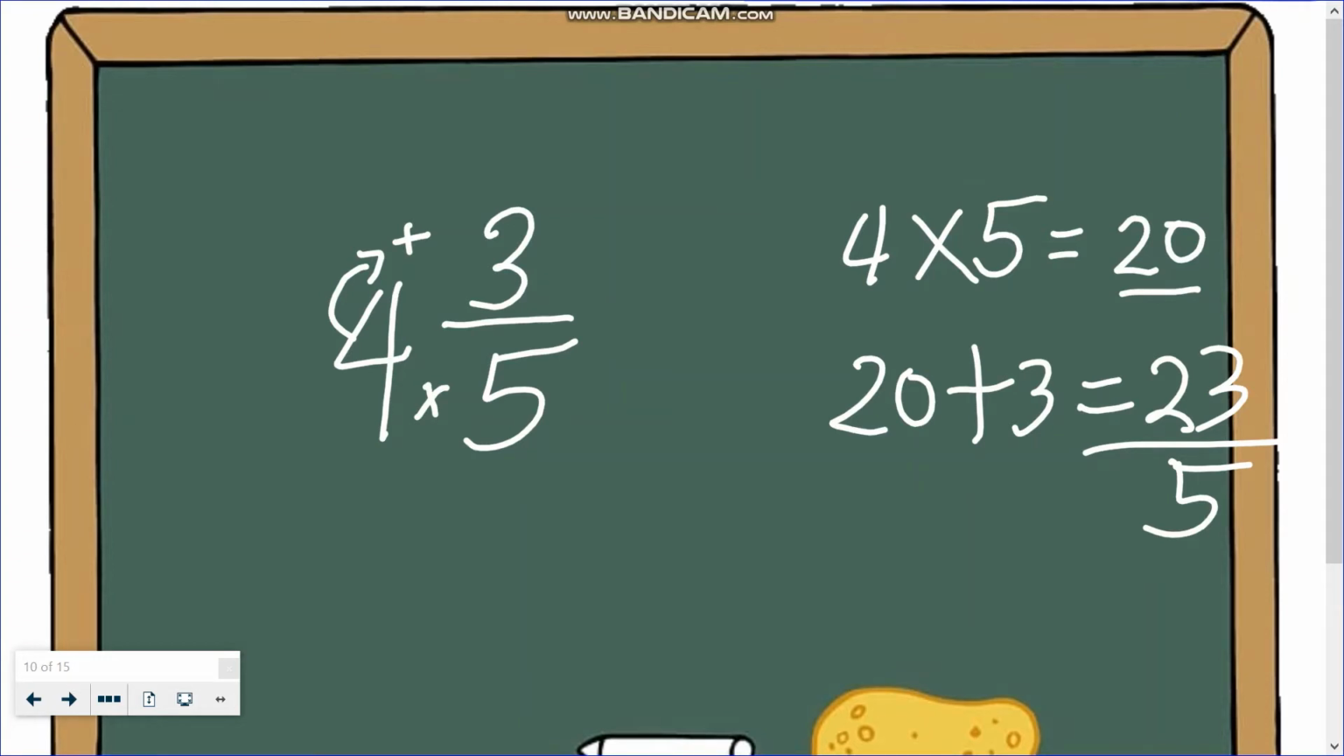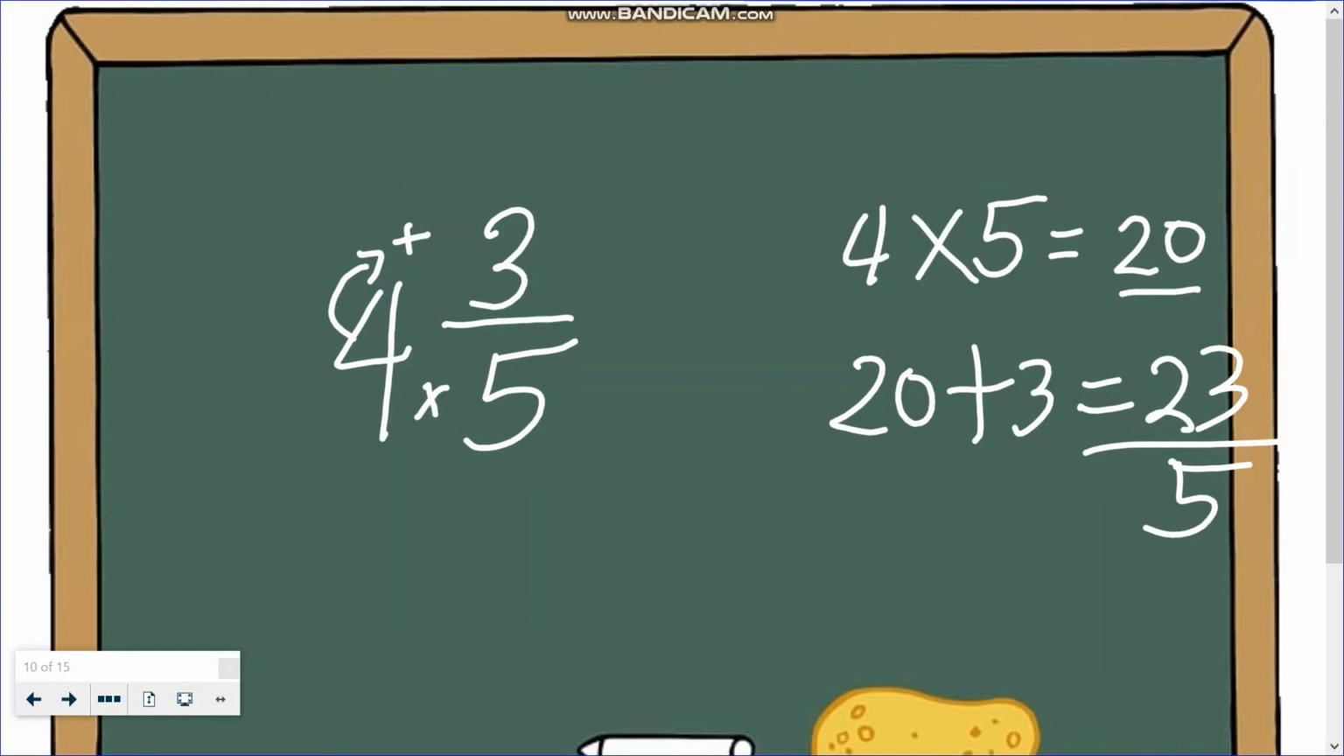Again, you only need to remember 2 things in changing the mixed number to improper fraction. Number 1, you have to multiply the whole number to the denominator. And once you get the answer, number 2, you have to add it to the numerator. Okay? So that is how we change mixed number into improper fraction.